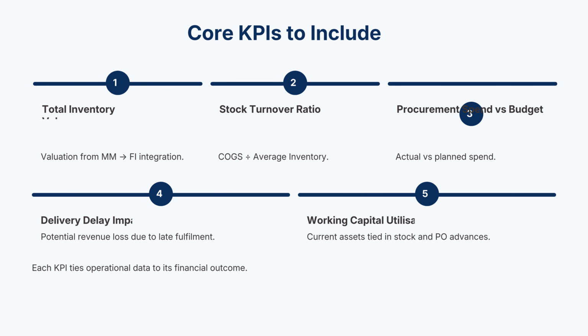Core KPIs to include: the CFO dashboard consolidates multiple KPIs, total inventory value for understanding asset load, stock turnover ratio to assess how efficiently stock is sold or used, procurement spend versus budget for cost control, delivery delay impact to evaluate customer and revenue risk, and working capital utilization to measure liquidity usage. Each KPI tells part of the profitability story.